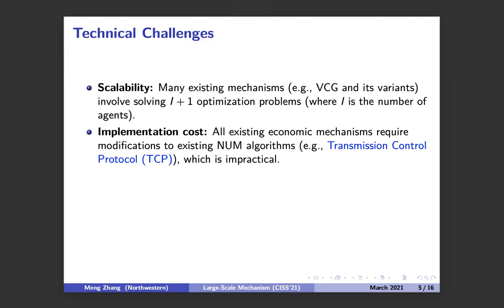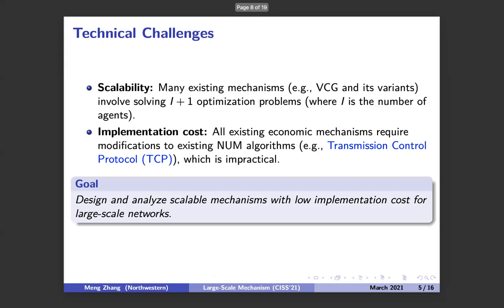The second issue would be the implementation cost. All existing economic mechanisms require certain modifications to existing NUM algorithms, and some of these NUM algorithms have been widely deployed in practice. One of the examples is the transmission control protocol that we use to access the internet. So it is not quite practical for us to implement these economic mechanisms by modifying these existing algorithms, right? So in today's talk, the key goal is to design and analyze scalable mechanisms with low implementation cost for large-scale networks.